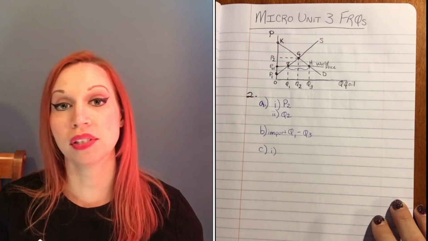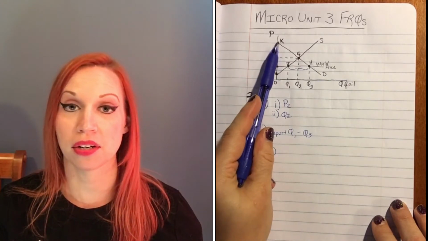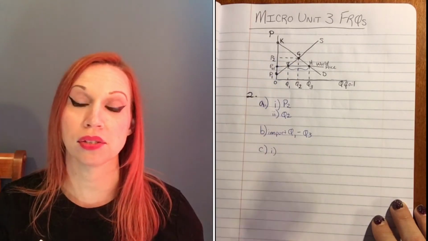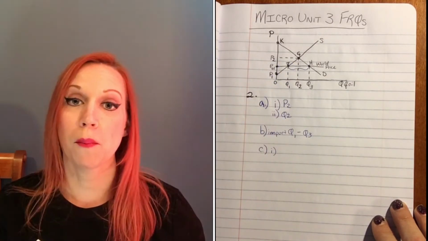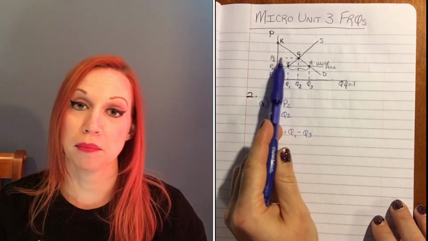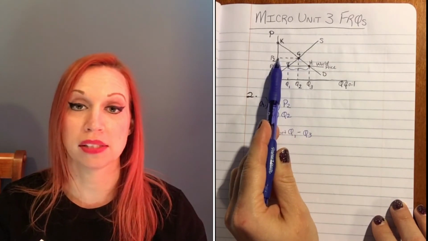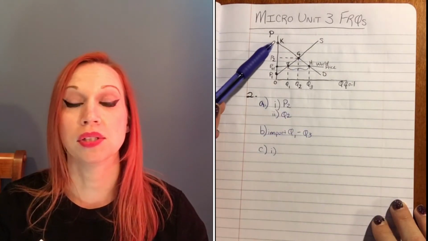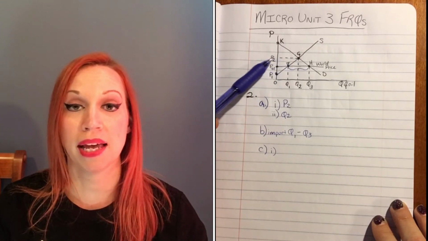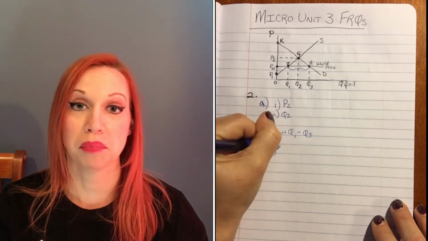And it only wants us to use the letters that are going to outline the 3 points of the consumer surplus triangle. So before trade, people had to pay the normal equilibrium price of P2. So consumer surplus is going to be K, G, P2.